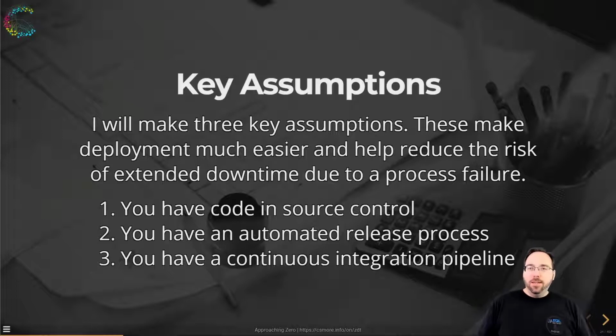This is, I don't want to work at your company if you don't have your database code in source control, because what happens when things get messed up? Database code is code. Code should be in source control. That is a great way of protecting code. Number 2, you have an automated release process. Number 3, continuous integration pipeline.